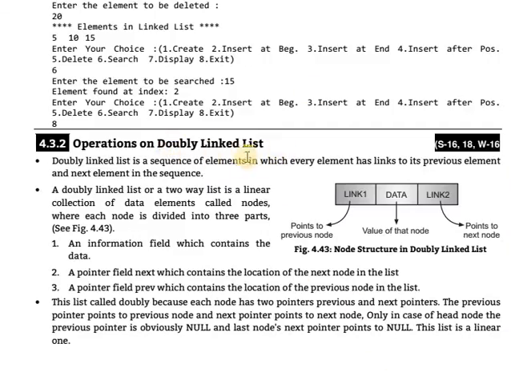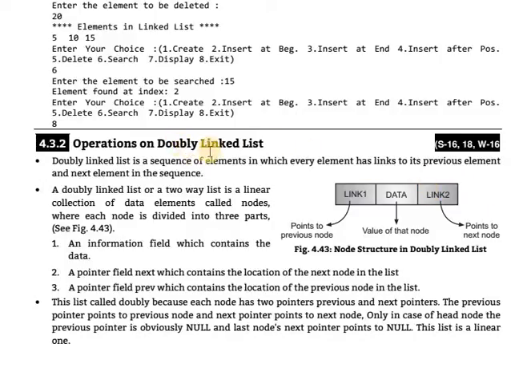Operations on doubly linked list. Under the first point, a doubly linked list is a sequence of elements in which every element is linked to its previous and next elements in the sequence. Meaning what? In the previous point, under the types of linked list, we studied the singly linked list, in which only two fields are there. One is the data and the second field is the link, meaning the address of the next element.